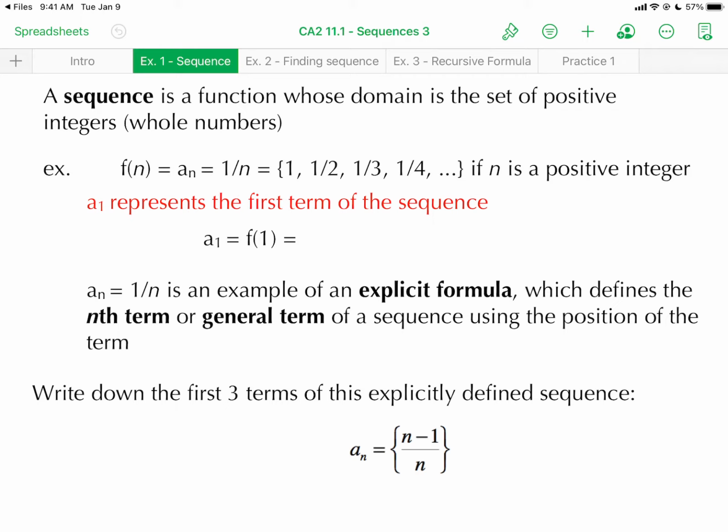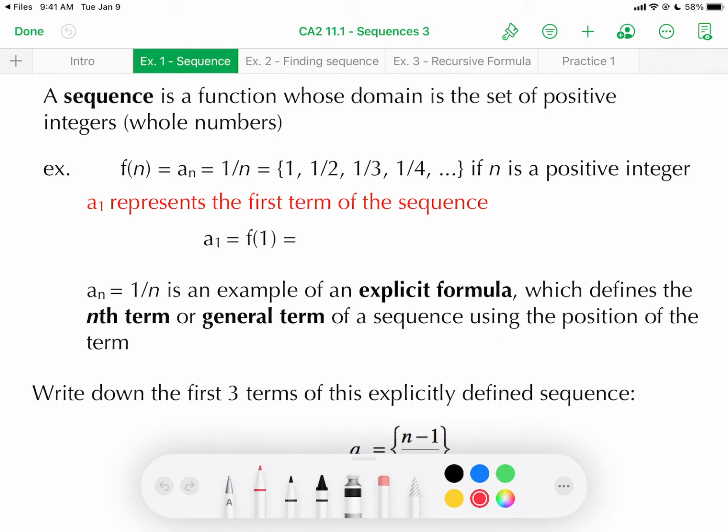And let's say we set them equal to 1 over n. So f of n equals 1 over n, or a sub n equals 1 over n. That is an explicit formula, and we are letting n be a positive integer. So if n is 1, I could represent that with the notation a sub 1 or f of 1, and that represents the first term of the sequence. So using the formula, if n is 1, then 1 over n would become 1 over 1, which is 1.